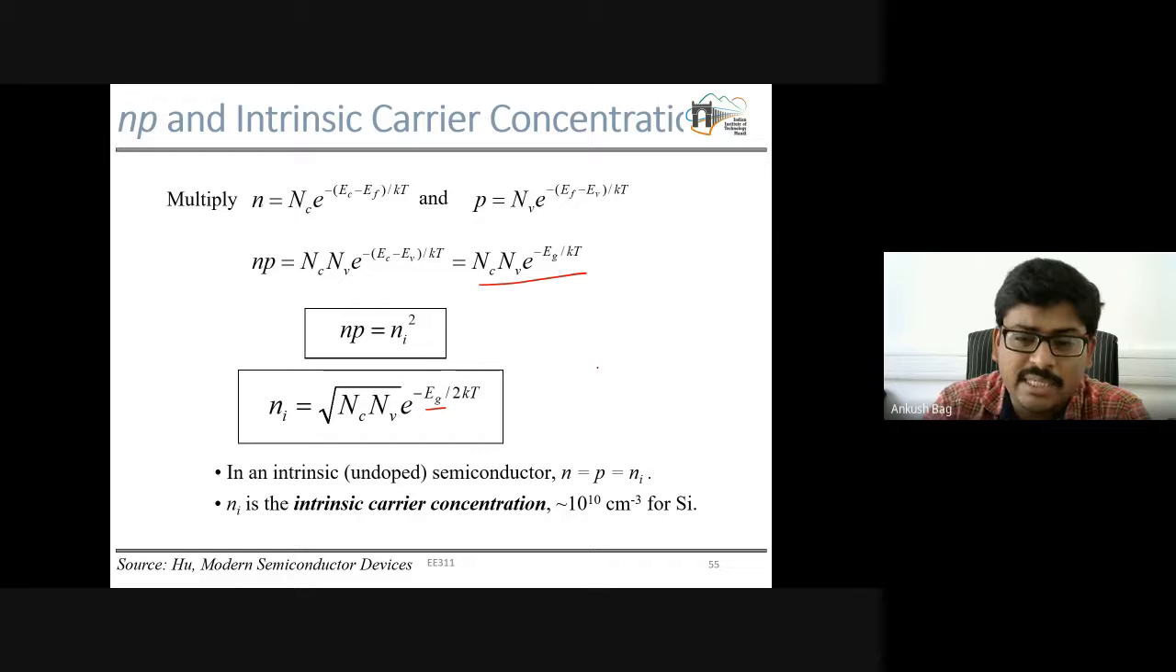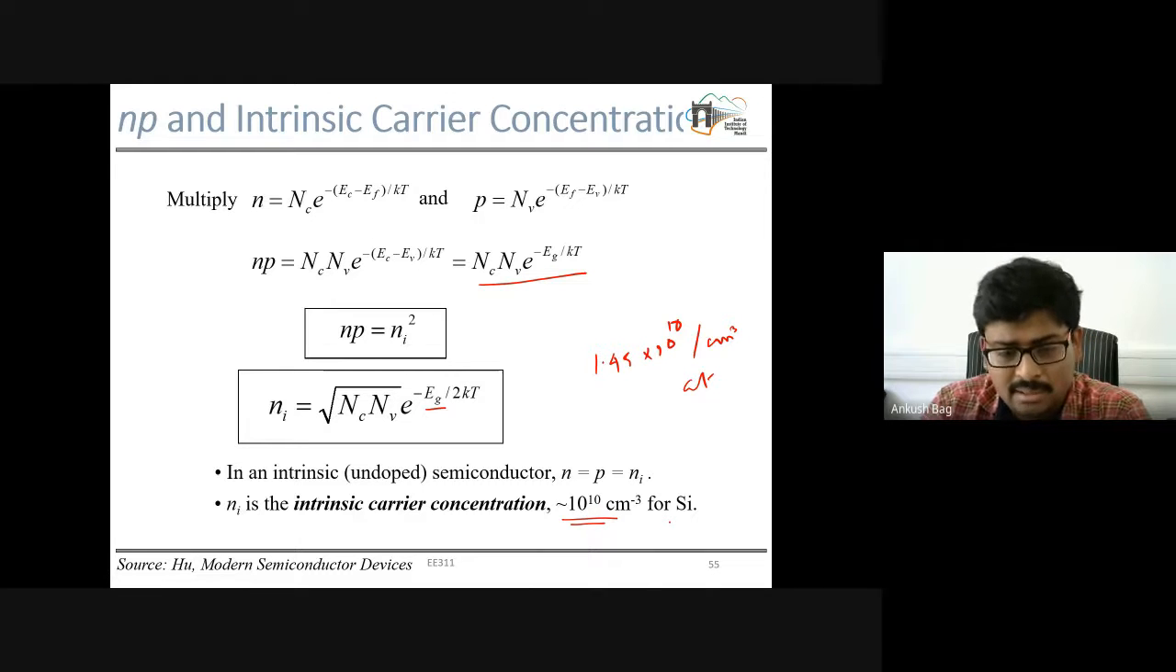Because in case of silicon, what is the intrinsic carrier concentration at room temperature? That means at 300 K, it is of the order of 1.45 times 10 to the power 10 per centimeter cube. I think it is mentioned here. Okay, it is mentioned here. So this is the carrier concentration for silicon at room temperature.